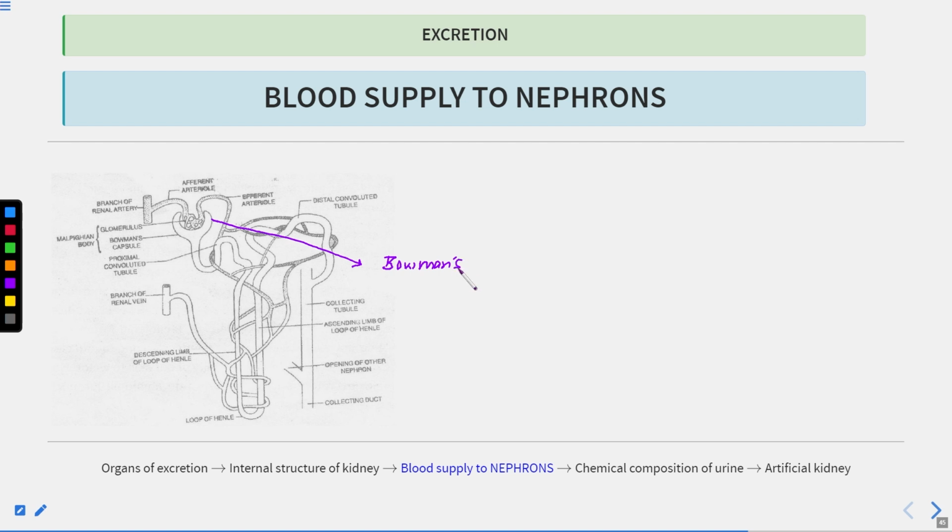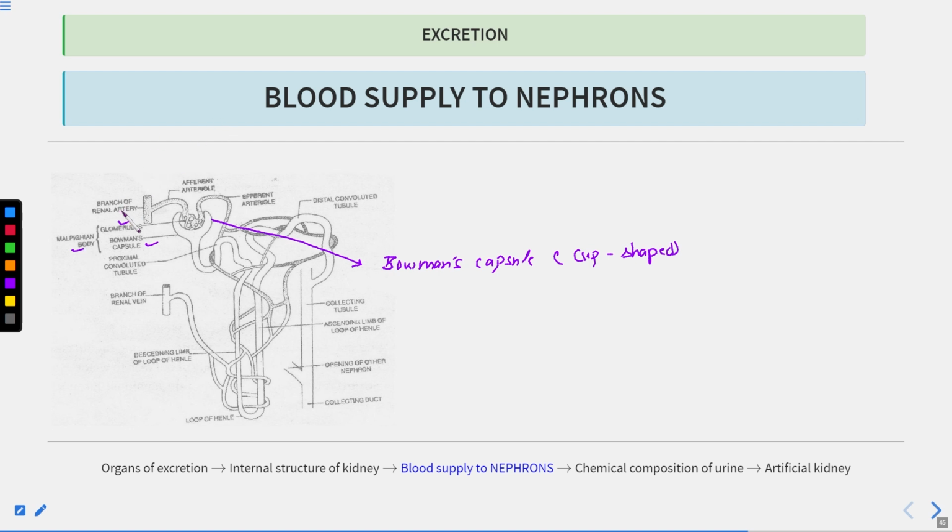Okay. So Bowman's capsule, what is it? It is a cup-shaped structure. And within this Bowman's capsule, the glomerulus is present. So you can see this is the glomerulus and this is the Bowman's capsule. Together, the glomerulus as well as the Bowman's capsule are known as the Malpighian body.